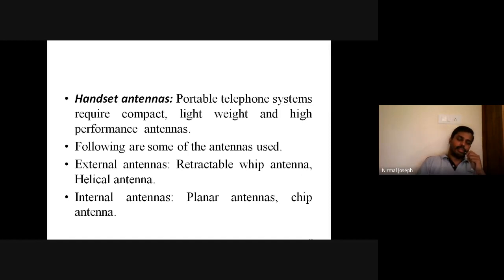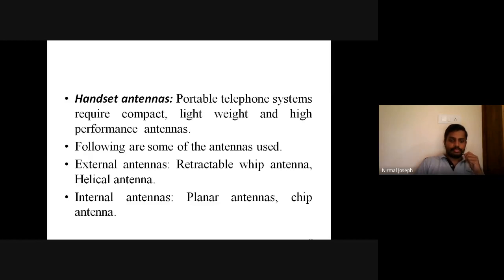In a walkie-talkie you might have seen a metal rod extended outside. That is a retractable whip antenna. And in cars you can see this whip antenna. Then internal antennas: planar antenna and chip antenna. Only chip antennas are what we are using now. Initially we were using strip antennas, microstrip antennas, and now we are using chip antennas.